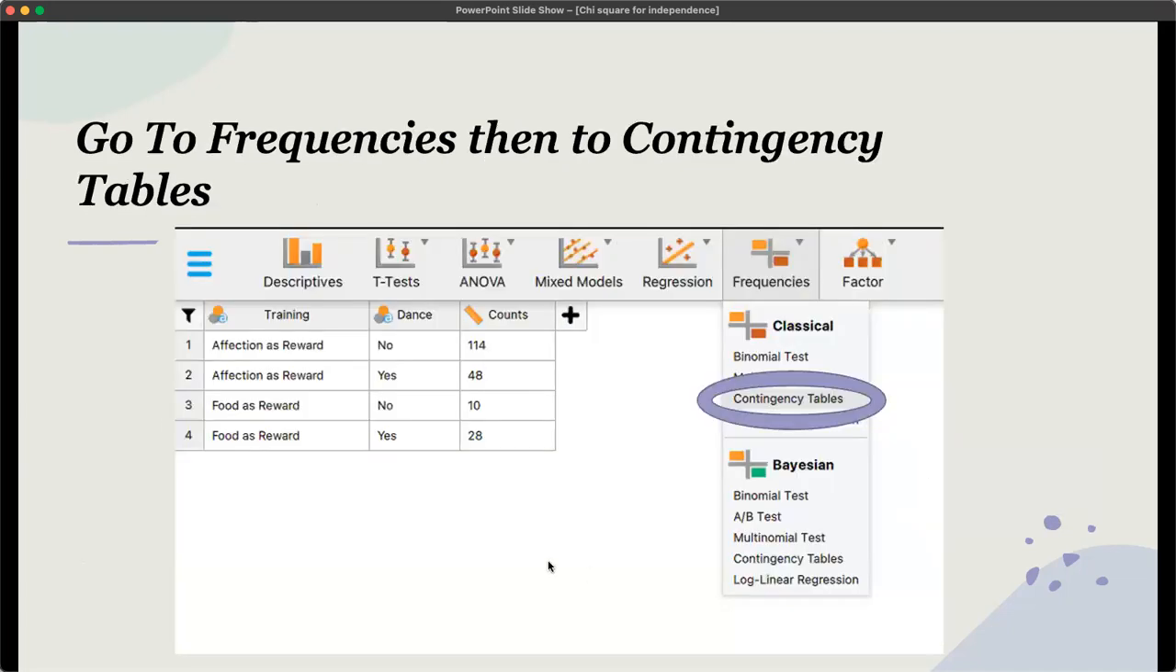So when we're going to do this, we're actually going into JASP and looking at under frequencies to the contingency table. Unlike t-tests and ANOVAs, there isn't a main category for chi-squares. It's just under frequencies. Go to contingency table. We've got the data coded in nominal and the count and scale.